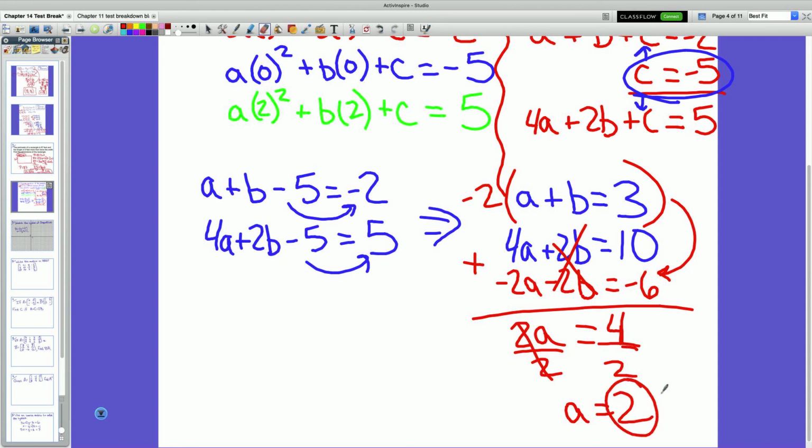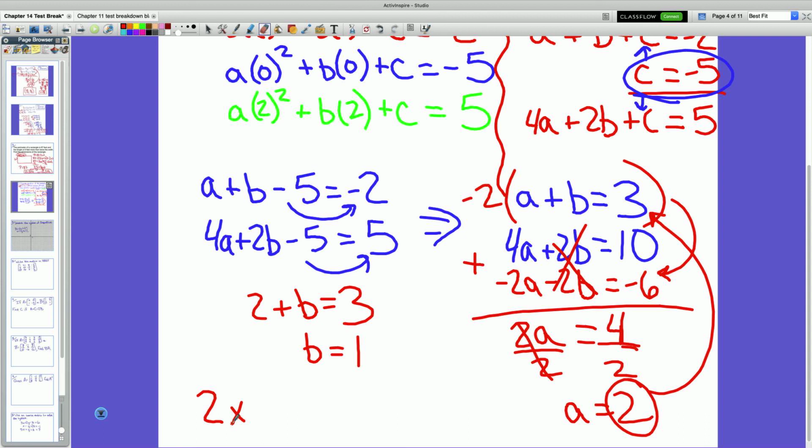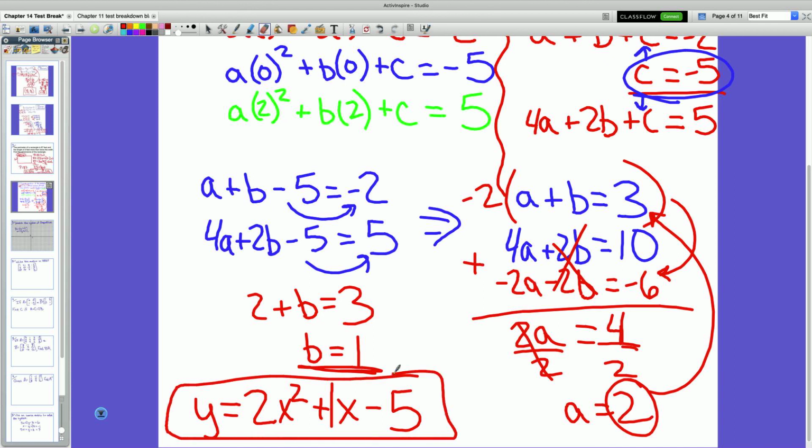Now I just plug this in. I can even plug it in up here if I want. So I'd have 2 plus b equals 3. So b would have to equal 1. So then my equation, remember you're looking for an equation, my equation would be, oh sorry, y equals, my bad. We put it to the end, so I kind of forgot. So I'd get y equals 2x squared plus x, because it's just a 1, so I don't have to put it. You could put it there, it's up to you. And then plus c, which is -5, so minus 5. There is my equation.